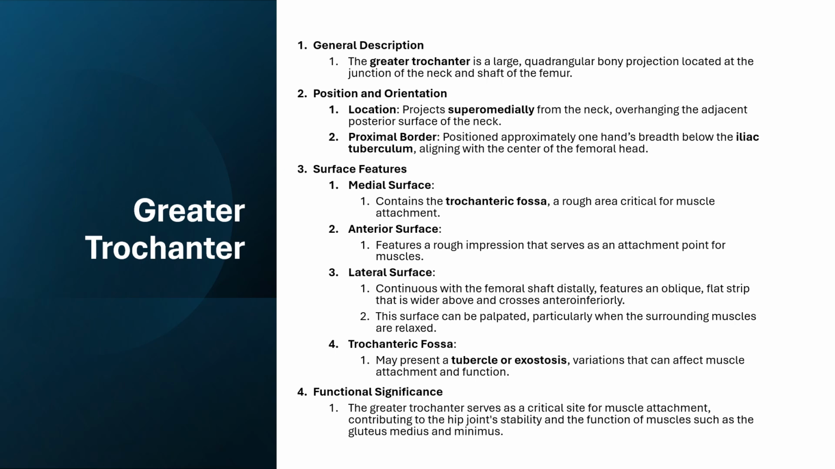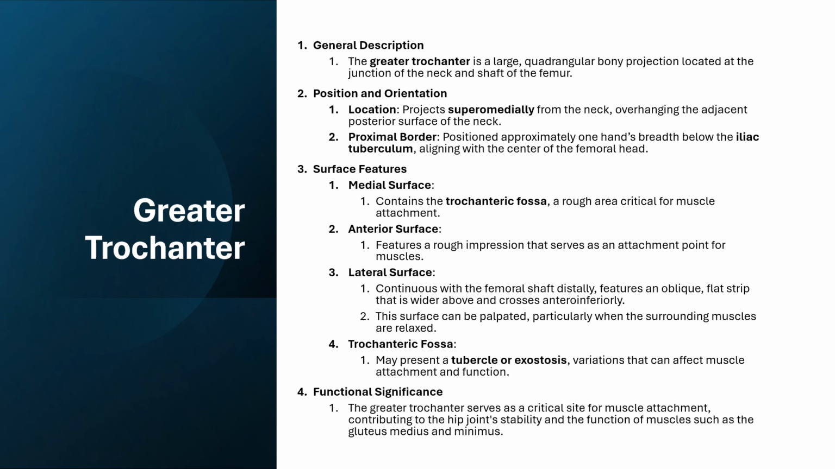There is a surface feature: the medial surface contains the trochanteric fossa, a rough area critical for muscle attachments. The anterior surface features a rough impression that serves as an attachment point for muscles. Lateral surface is continuous with the femoral shaft distally and features an oblique flat strap that is wider above and crosses anteroinferiorly. This surface can be palpated, particularly when the surrounding muscles are relaxed.